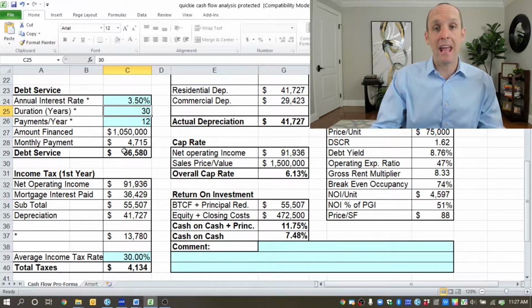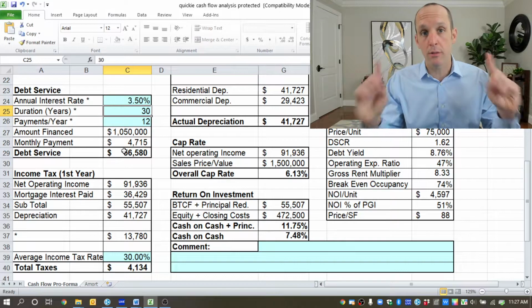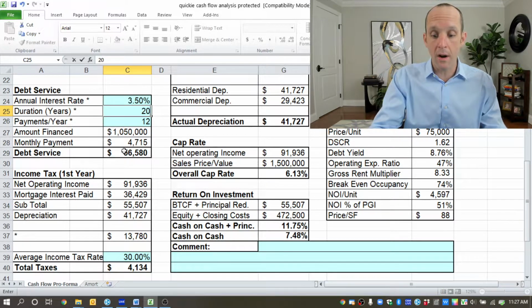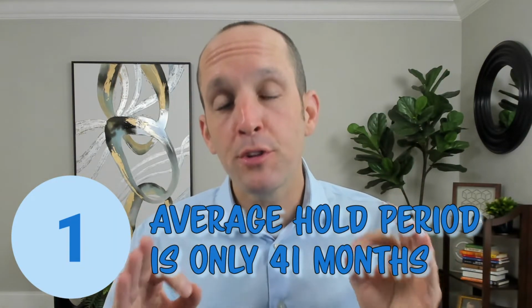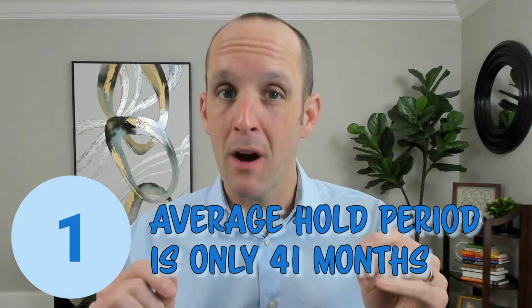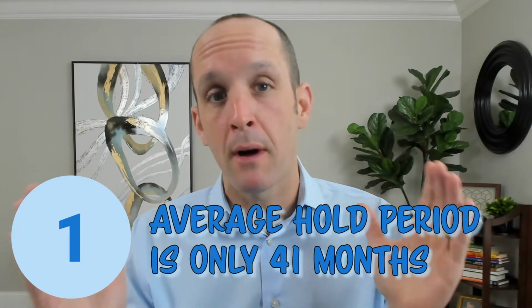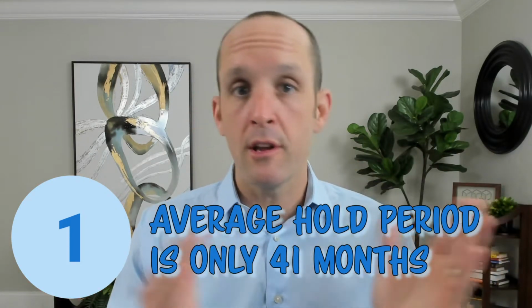And let's change the amortization period from a traditional 30-year amortization to a 20-year. Woo! That's a 9% jump. The amortization period has the largest effect within the debt realm on your cash flows. I know having a shorter amortization period made you pay it off faster and you pay less interest over time. But the reality is, number one, the average hold period of a multifamily investment is 41 months, so you never get to lose that much interest over a 20 to 30 year period anyway.